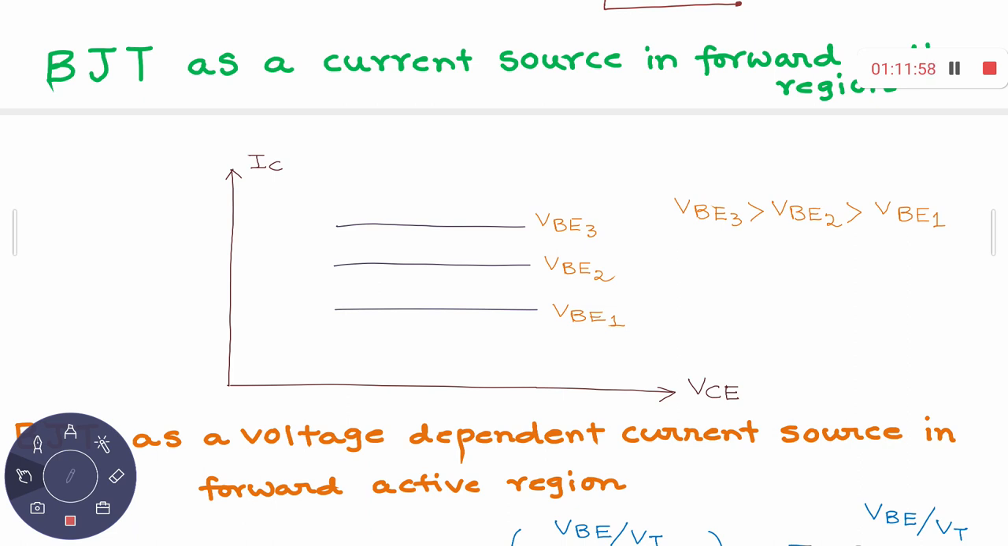Remember, for this, I have to bias the transistor properly. I have to bias the base emitter junction in the forward region, and the collector base junction should be reverse biased. And this is known as the forward active region. And in the forward active region only, the transistor can be employed as a current source. And then we can exploit this feature of the transistor to use it as an amplifier.